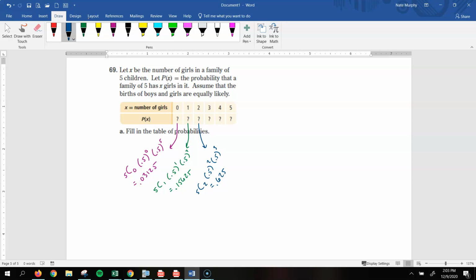So that's how you would do number 69, was setting up just the table. You don't have to worry about graphing it. You don't have to worry about doing part B.